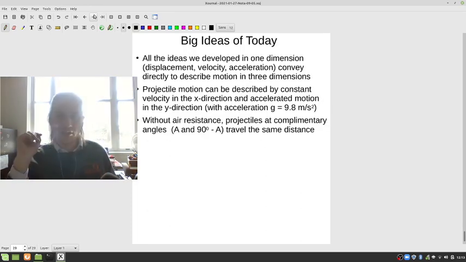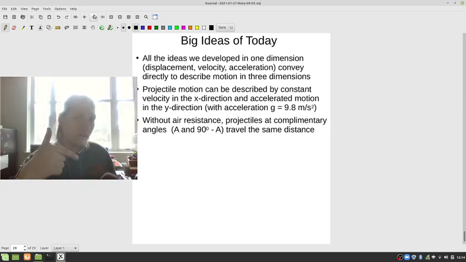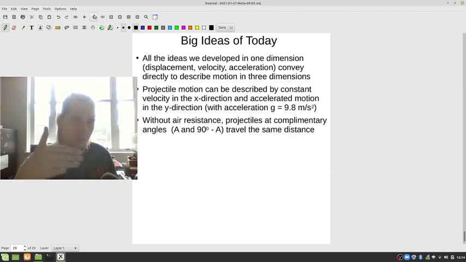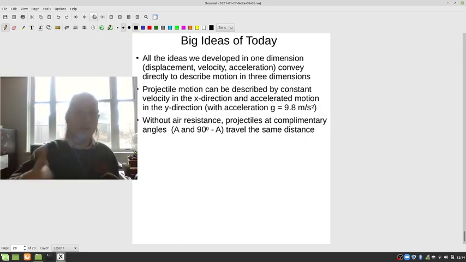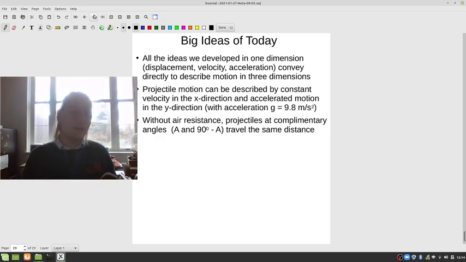So what have our big ideas of today been? All of those things that we developed in 1 dimension, like displacement, velocity, and acceleration, carry over directly to motion in 3 dimensions. Projectile motion can be described by constant velocity in the x direction and accelerated motion in the y direction. Why is it accelerating in the y but not the x? Because gravity is pulling down; it's not pulling side to side. And finally, without air resistance, projectiles at complementary angles, for instance 60 and 30 or 70 and 20, travel the same distance.